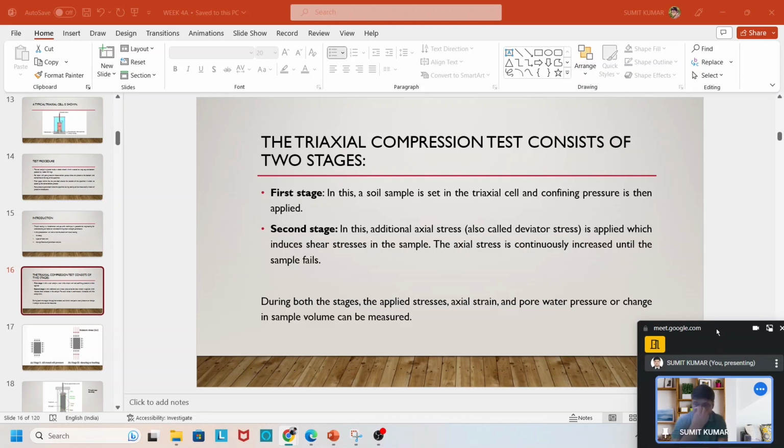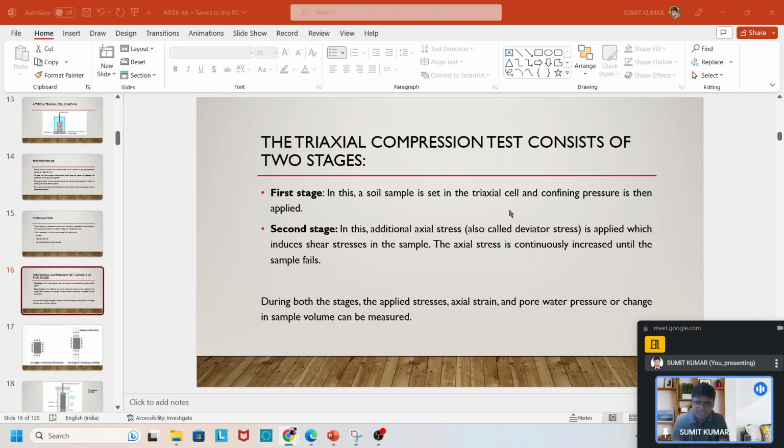In this case, the axial stress is continuously increased until the sample fails, and during both the stages the applied stress, axial strain and the pore water pressure, or the volume change in the sample, can be measured, with the help of which we are able to find the value of sigma 3. And during the second stage, we are able to find the value of the deviatoric stress.